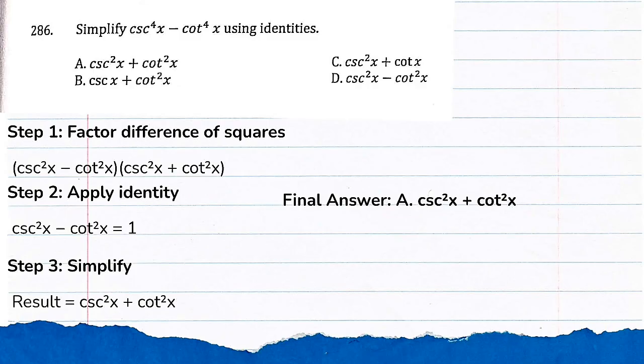To solve, first, let's factor. Does this look like a pattern? Yes, difference of squares. So we rewrite it as cosecant squared x minus cotangent squared x times the quantity of cosecant squared x plus cotangent squared x. Now, what is cosecant squared x minus cotangent squared x? That equals 1. So, we're left with cosecant squared x plus cotangent squared x. Therefore, the final answer is cosecant squared x plus cotangent squared x.